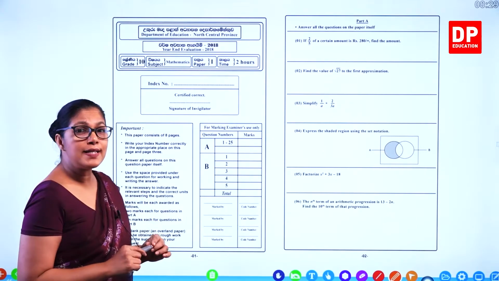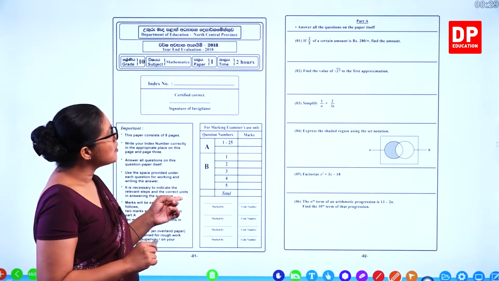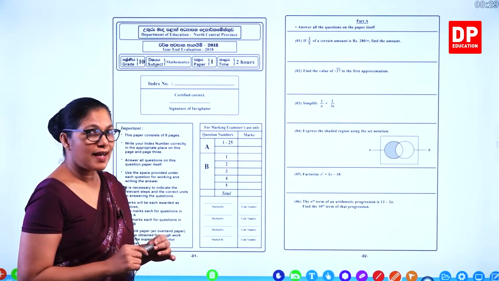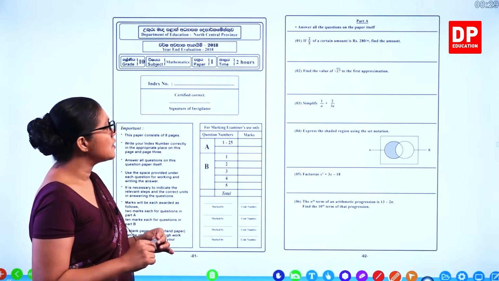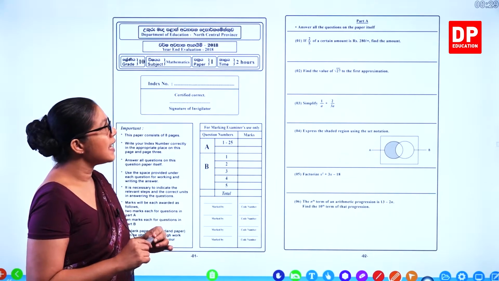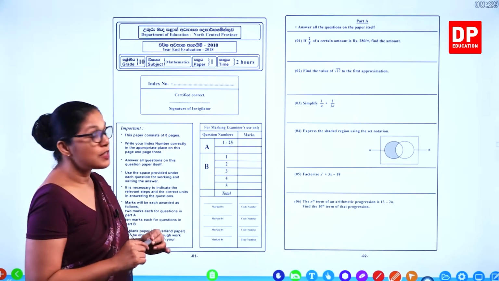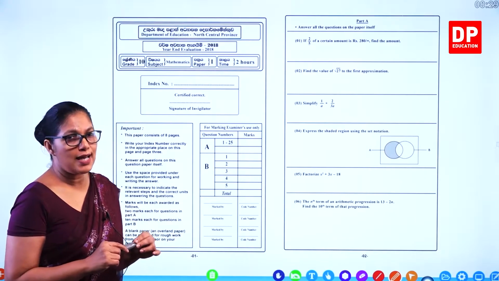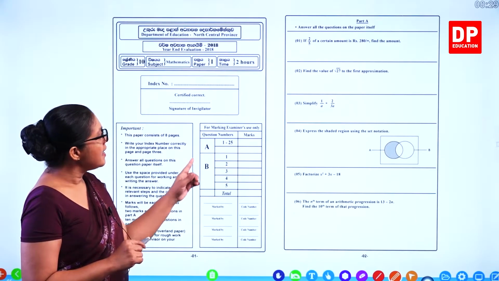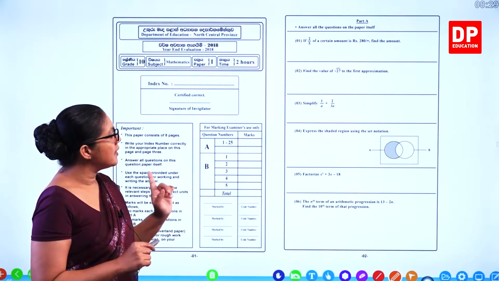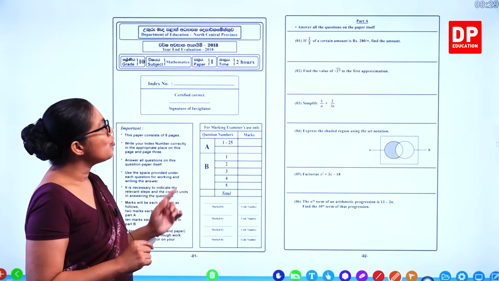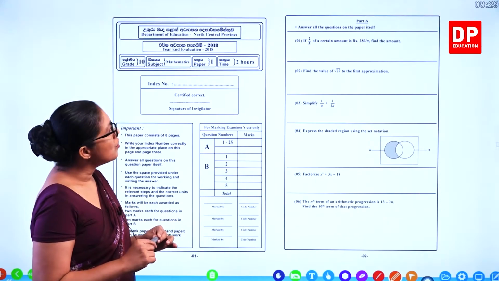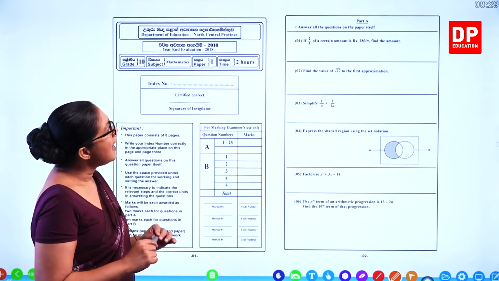So how many minutes can you spend? You can spend 2 minutes and 24 seconds, so maximum 2 minutes for each question in part A, and you can spend 12 minutes for each question in part B. And each question in part B is worth 10 marks and 2 marks for part A short questions. So let's do part A.